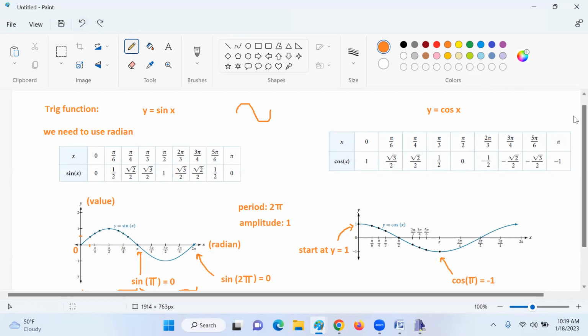Does it make sense? You just have to sketch like this. I'll give you full credit for it.